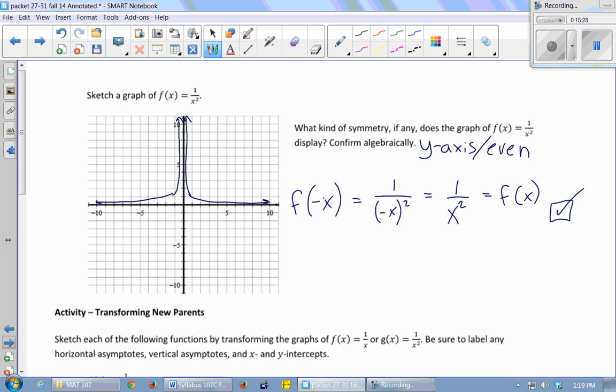Any questions? All right, I'm going to have you do some playing around with these two new parent functions. This is another new parent function, and you're going to do some transformations on these.